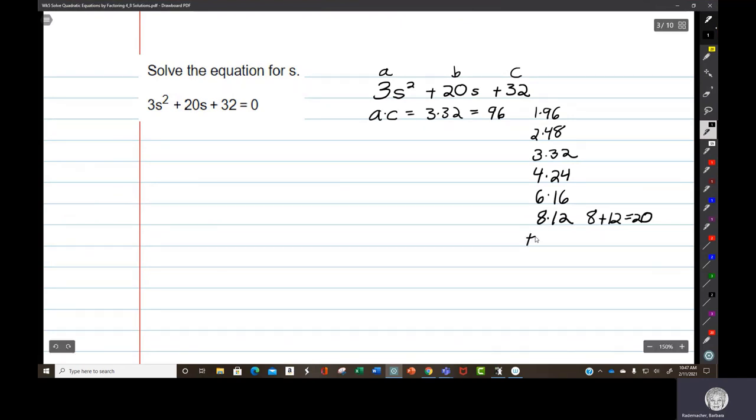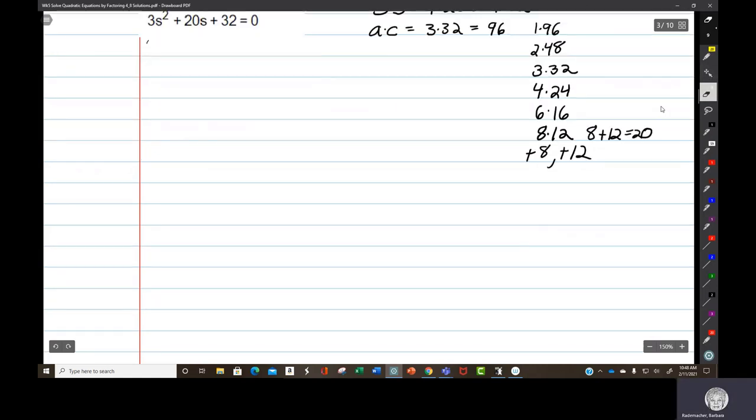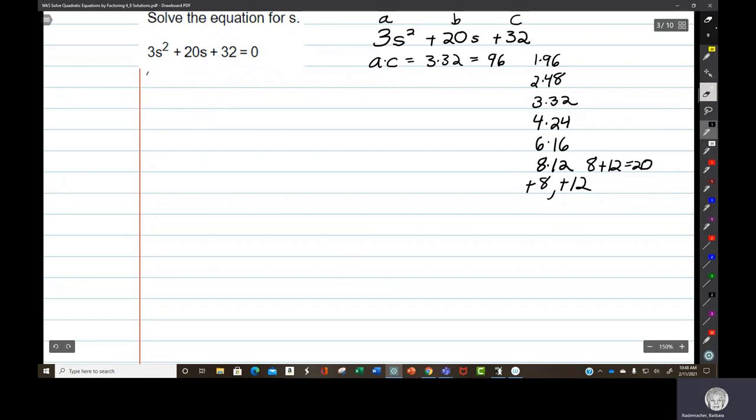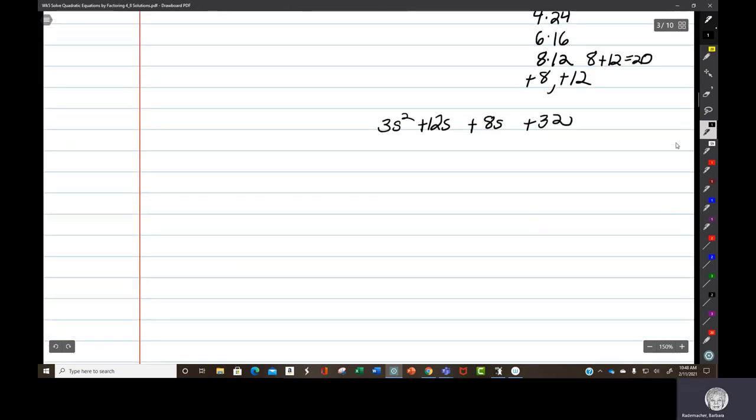Now that I have my two numbers, positive 8 and positive 12, I'm going to do our factoring down here. I'm going to have 3s squared, and the plus 32 stays the same. And then because I know 3 goes into 12, but it doesn't go into 8, I'm going to make this 12s plus 8s, and 8 goes into 32. Now, if I had not done that, could I still get the problem right? Yes. It's just that lazy people try to look ahead a little bit.